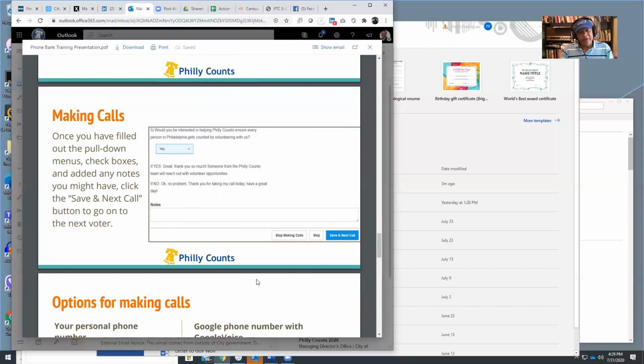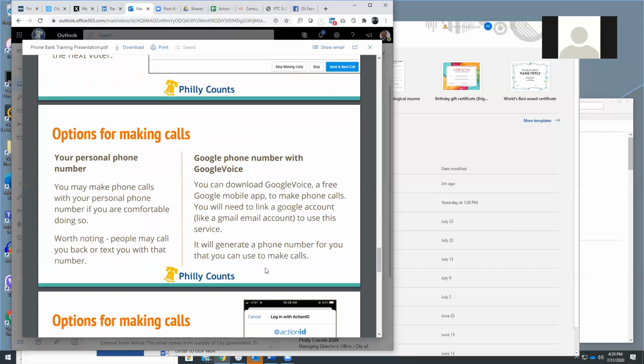Sometimes you're having difficulty calling a number that for some reason is not working well. You can hit skip and you can move on. Also, if you're making phone calls and something happened, you need to stop, you can click here, stop making calls. And then when you're ready to resume making calls, you go back and log on the same way you did it the first time, except that you don't have to create another action ID because you already have one. That's yours for life.